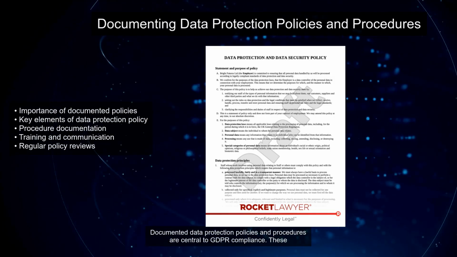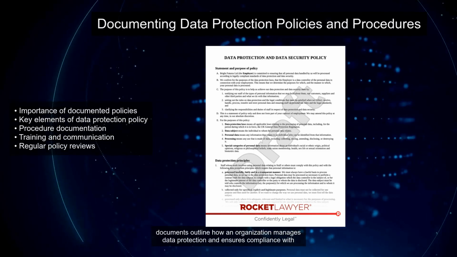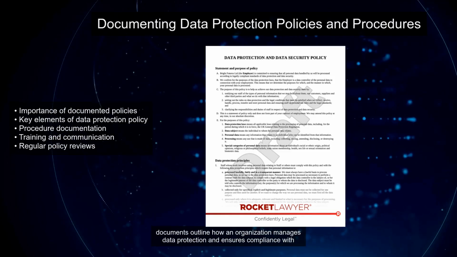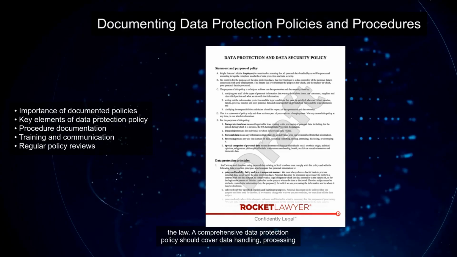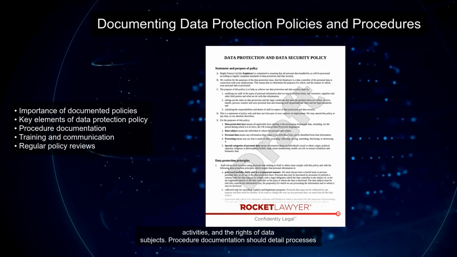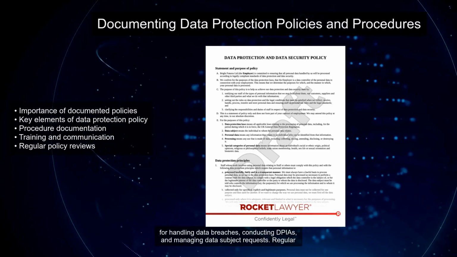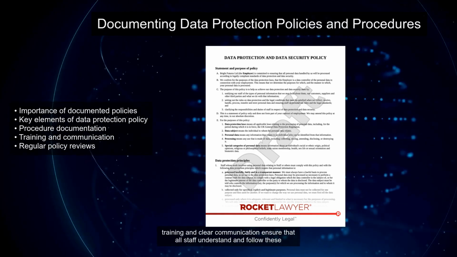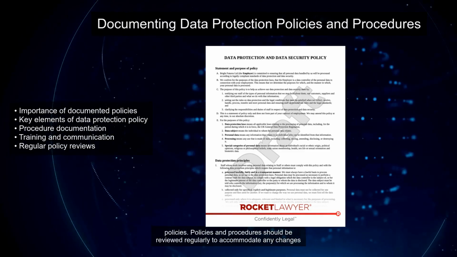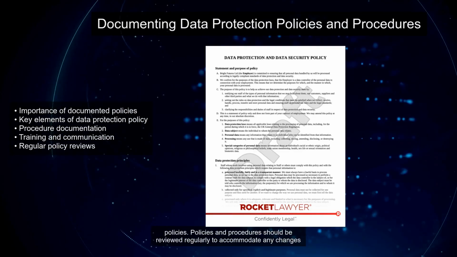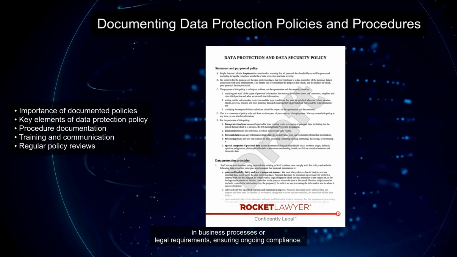Documented data protection policies and procedures are central to GDPR compliance. These documents outline how an organization manages data protection and ensures compliance with the law. A comprehensive data protection policy should cover data handling, processing activities, and the rights of data subjects. Procedure documentation should detail processes for handling data breaches, conducting PIAs, and managing data subject requests. Regular training and clear communication ensure that all staff understand and follow these policies. Policies and procedures should be reviewed regularly to accommodate any changes in business processes or legal requirements, ensuring ongoing compliance.